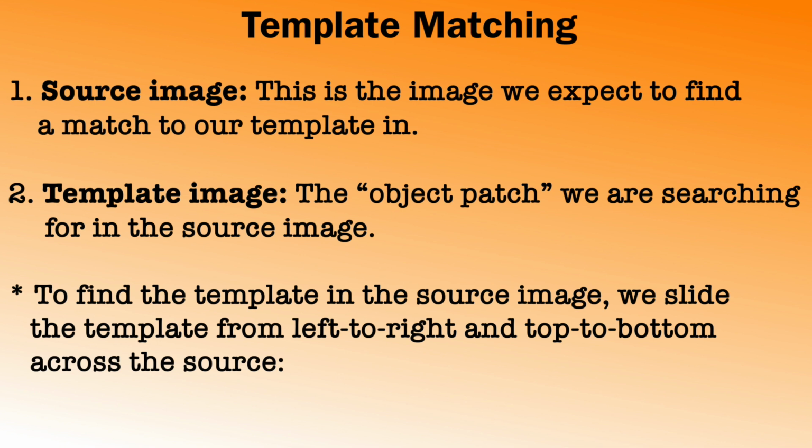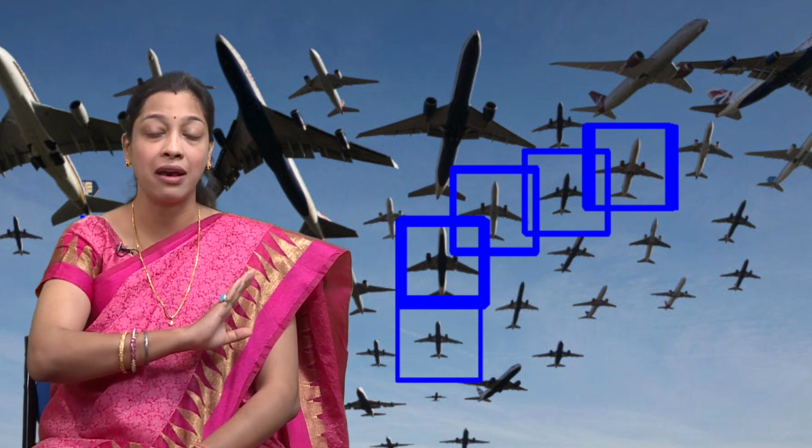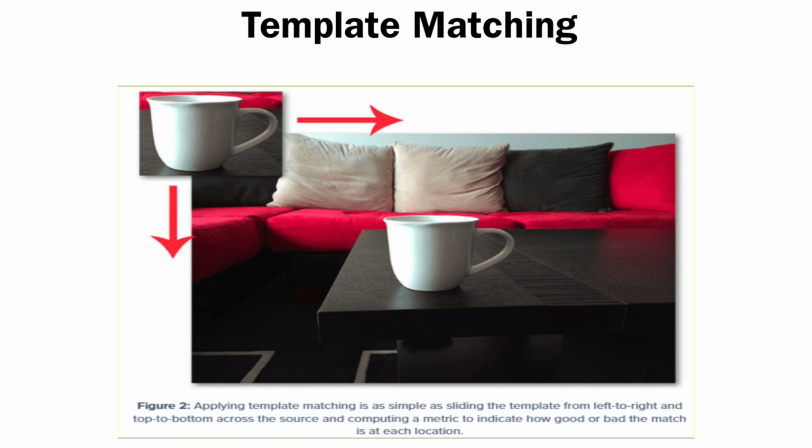To find the template in the source image, we slide the template from left to right and top to bottom across the source. Then we find where the template is matched with the given input image. The left to right and top to bottom approach is better, so that we cover all the surface area of the image to find our template. Again here we can see the image approached from left to right and top to bottom.